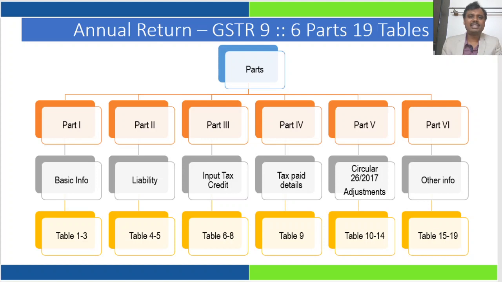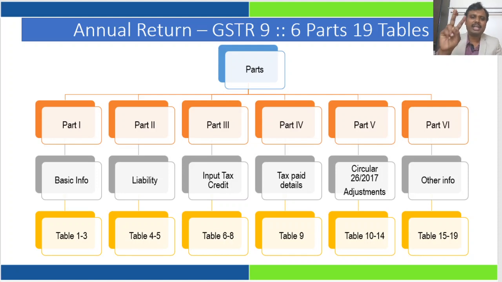Now let's understand how the GSTR 9 is drafted. Part 1 is the basic information about the assessee. Table 1 to 3 deals with part 1. First and foremost thing anyone would want to understand about the assessee is the turnover and the liability. Right? So the turnover and the liability is captured in part 2.